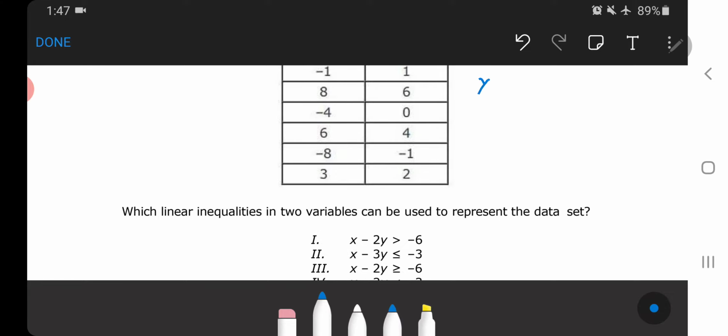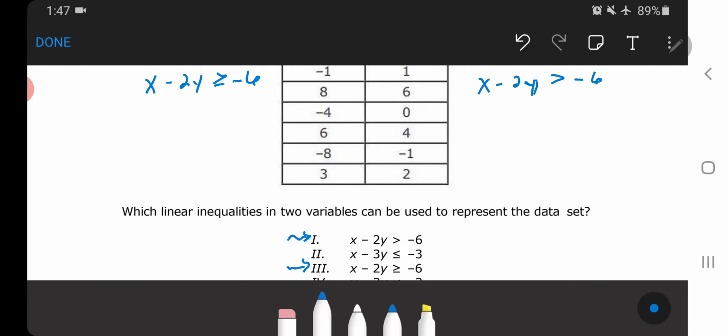So, let's look at x minus 2y first. It's greater than negative 6. And that's option 1. Look at option 3. It's kind of the same thing, except we're equal to as well. So I'm going to write that one down, so we can kill 2 birds with 1 stone quickly.